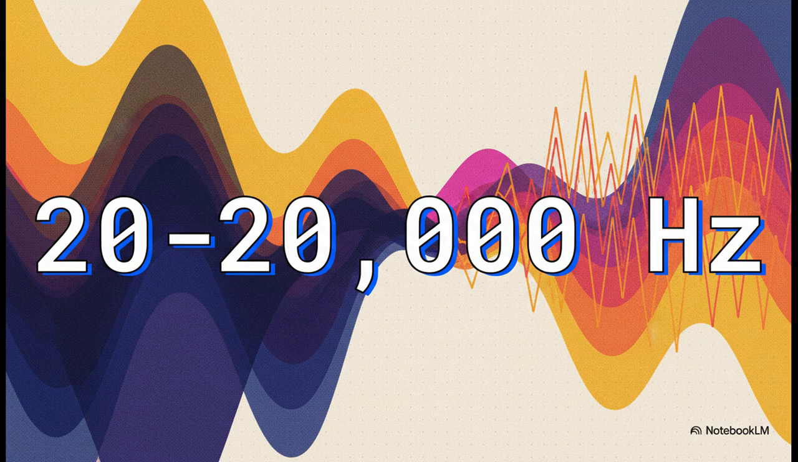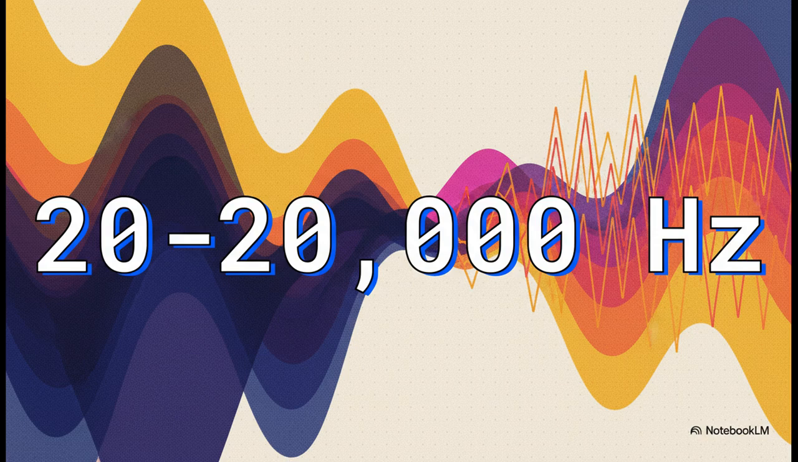But our ears can't hear everything. We've got limits. We measure frequency in a unit called hertz, or Hz. A healthy person can usually hear from about 20 hertz, which is a really low rumble, all the way up to 20,000 hertz, which is a super high-pitched whine.